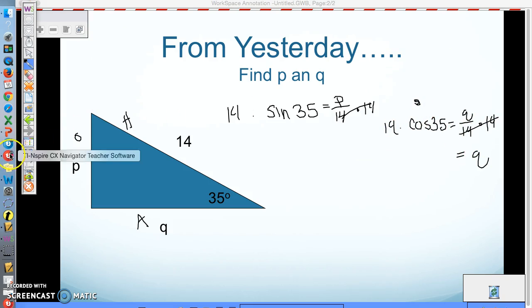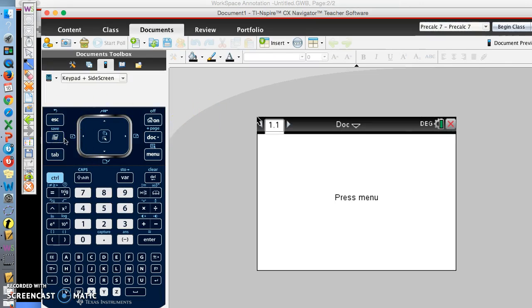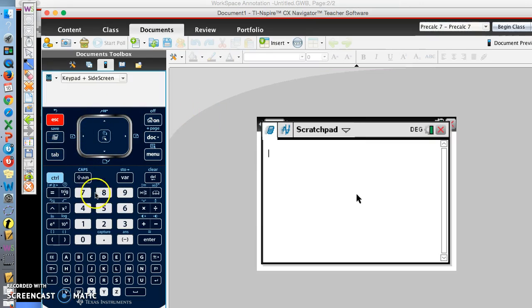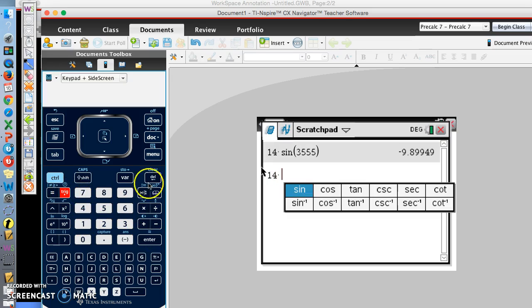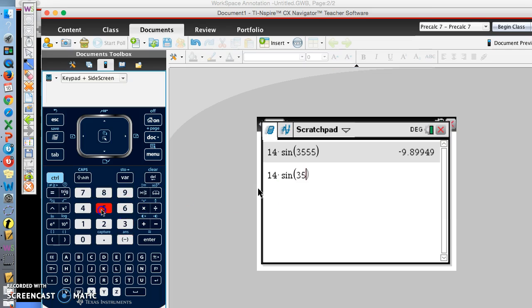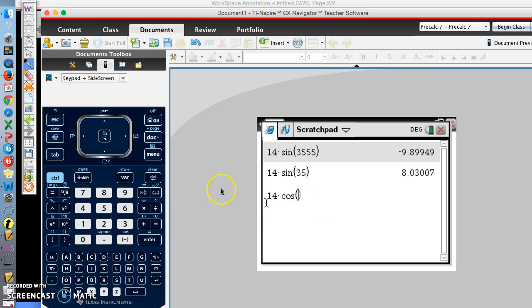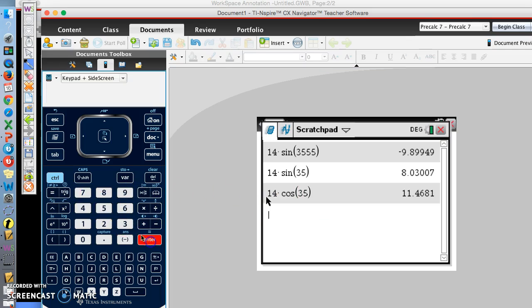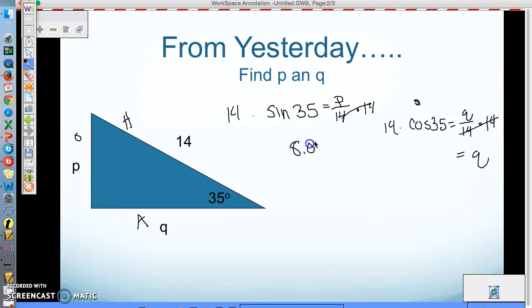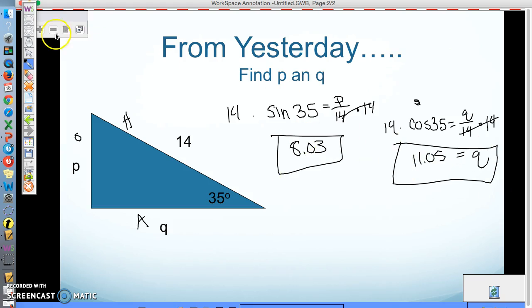So we have P being 14 times the sine of 35. And then we had 14 times the cosine of 35. So we had 8.03 and 11.5. So 8.03 would be our P value and 11.5 would be our Q value.